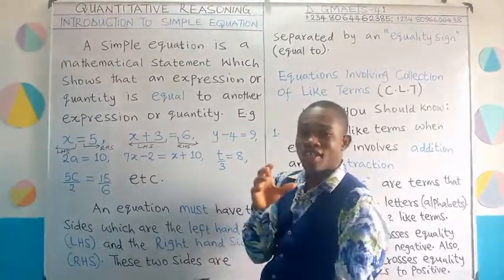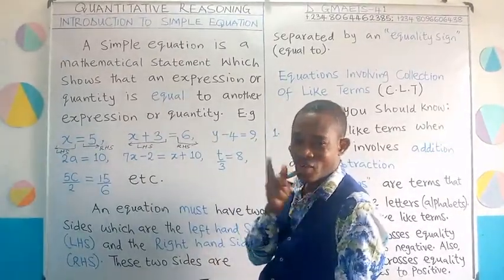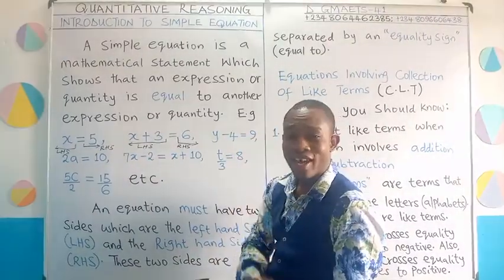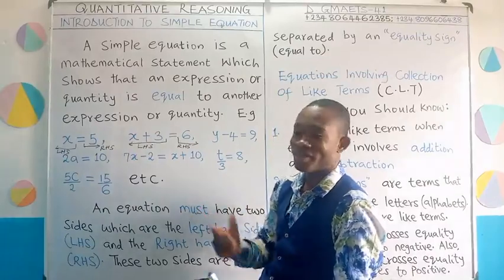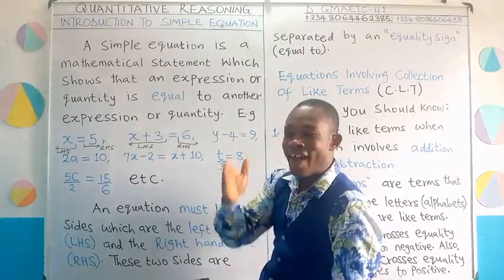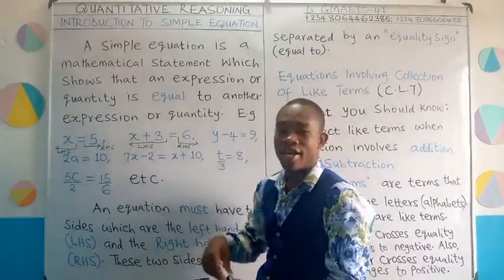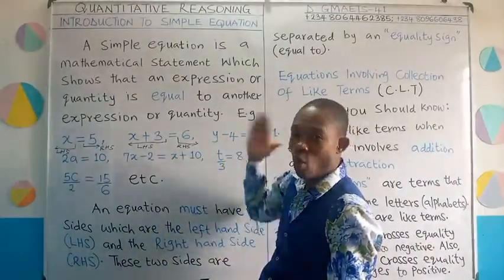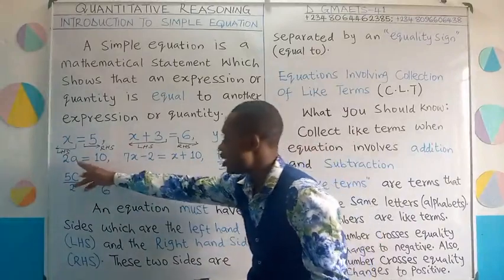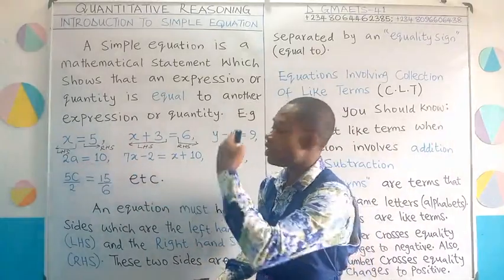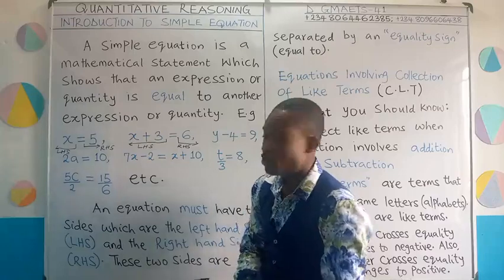We have y minus 4 equal to 9. So what are the terms on the left hand side? Y minus 4 equal to 9. Okay, that's good. Y and minus 4 are on the left hand side. And then 9 is the term, the quantity on the right hand side. We have 2a equal to 10. 2a is on the left and 10 on the right.